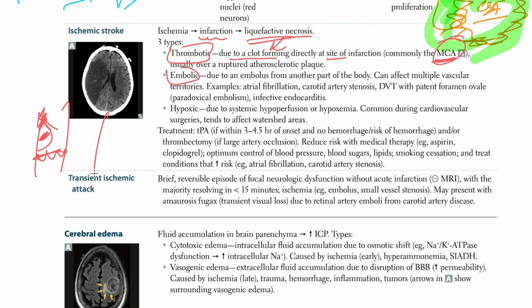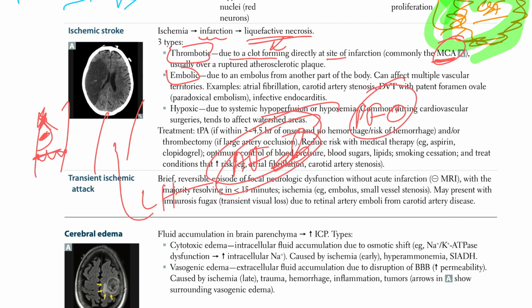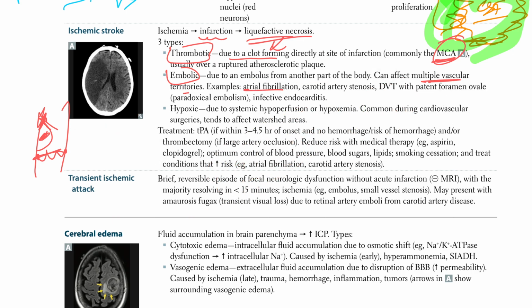Then you have the embolic stroke. For example, something comes from the left heart side, for example in case of AFib, atrial fibrillation, or if there is a PFO, patent foramen ovale, which is less likely than AFib. That can cause emboli to come into the left circulation and go all over the body, for example going to the brain. Let's read: due to an embolus from another part of the body, can affect multiple vascular territories. Look at the examples: AFib, carotid artery stenosis, DVT with patent foramen ovale.